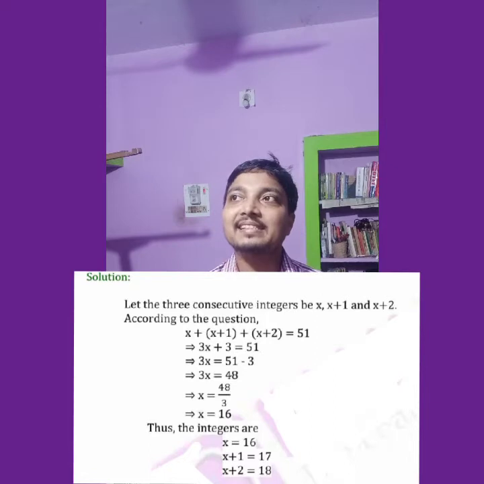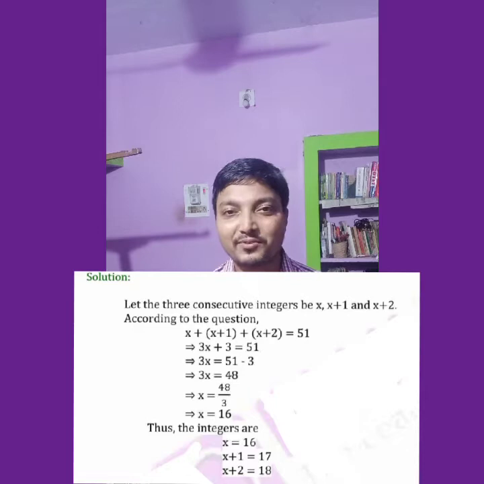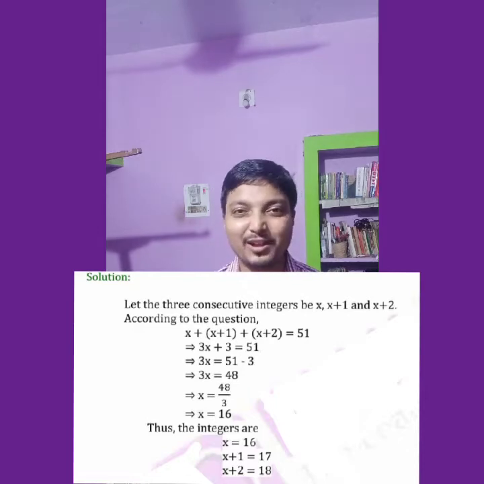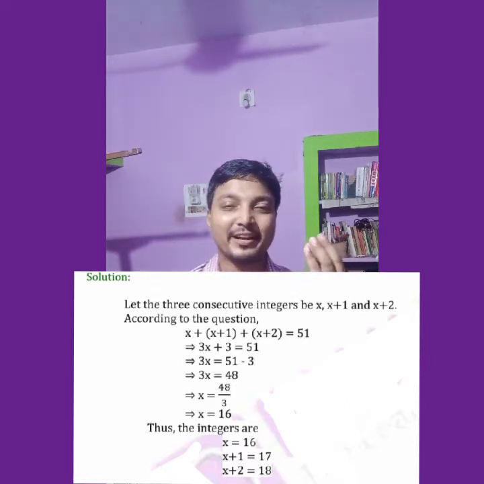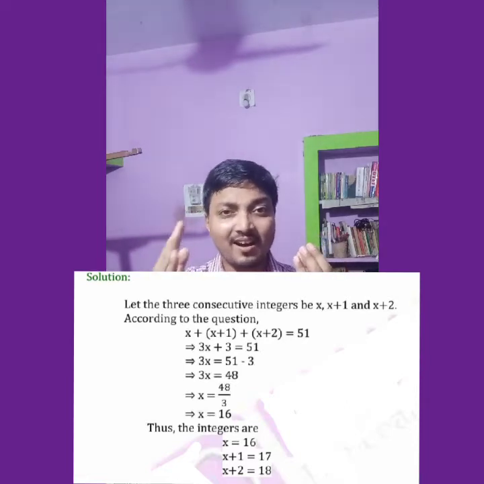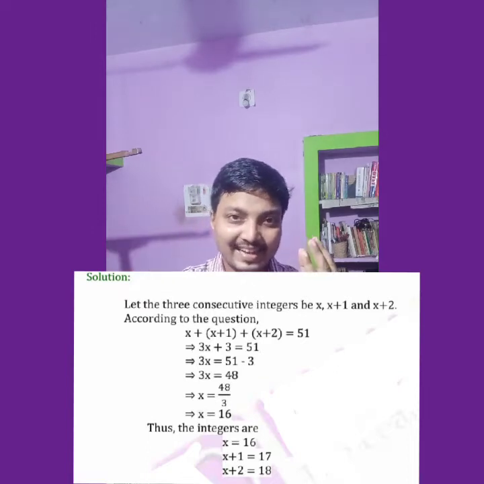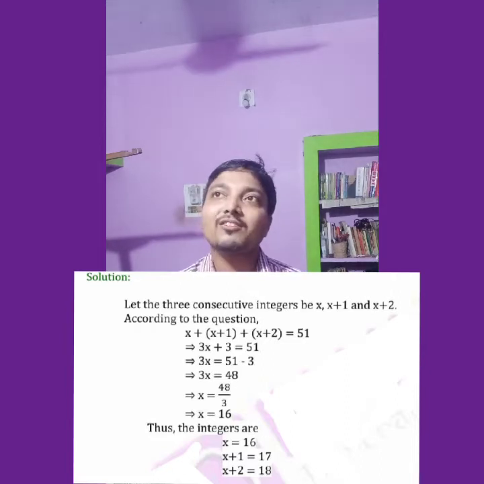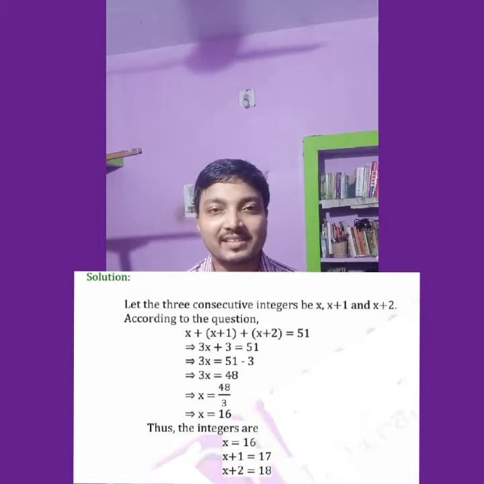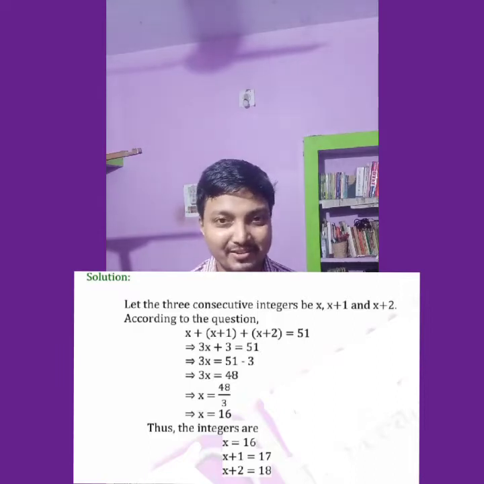So 3x is equal to 51 minus 3, which is 3x equals 48. On solving, it becomes x equals 16. x equals 16 means the smallest one is 16. Then the remaining two integers: the first is x, which is 16, so x+1 is 17 and x+2 is 18. So the three consecutive integers whose sum is 51 are 16, 17, 18. Understood or not understood?